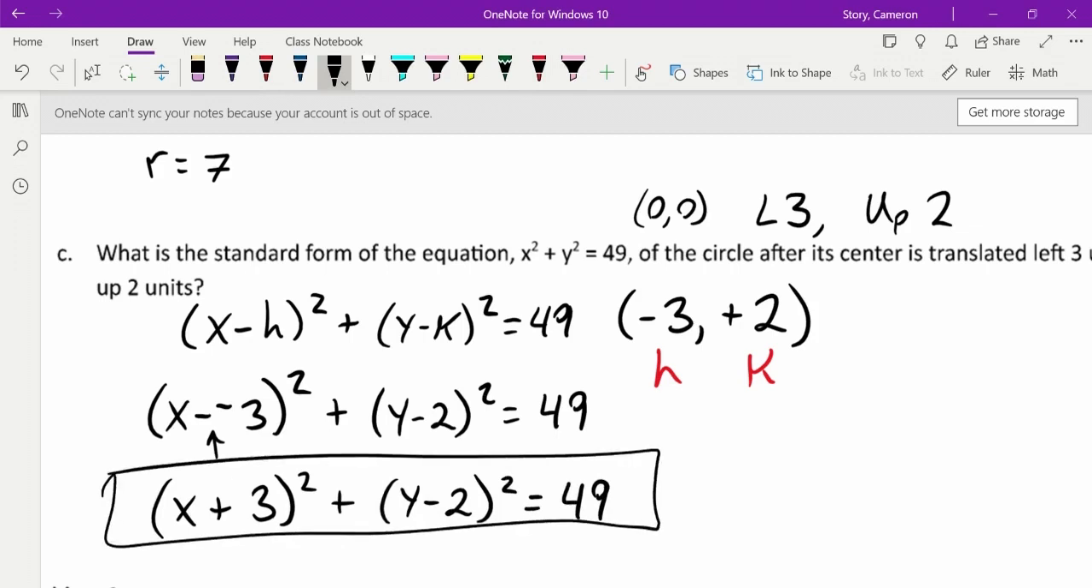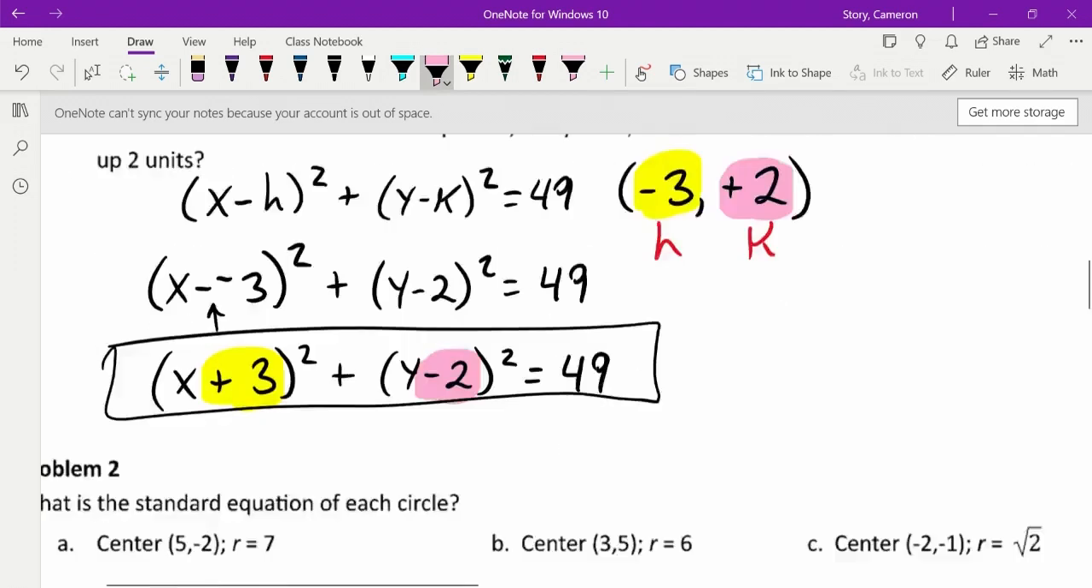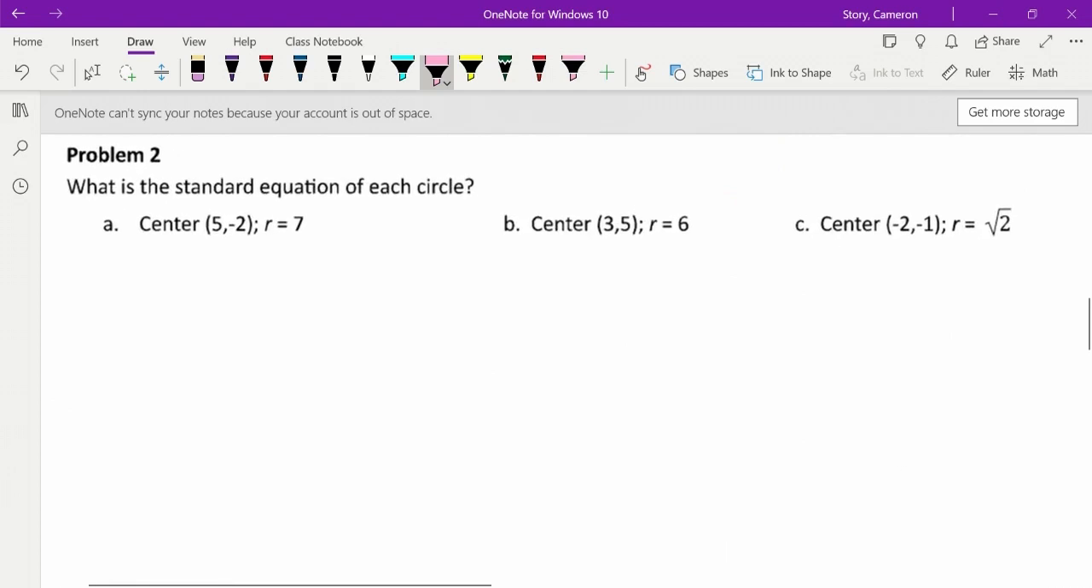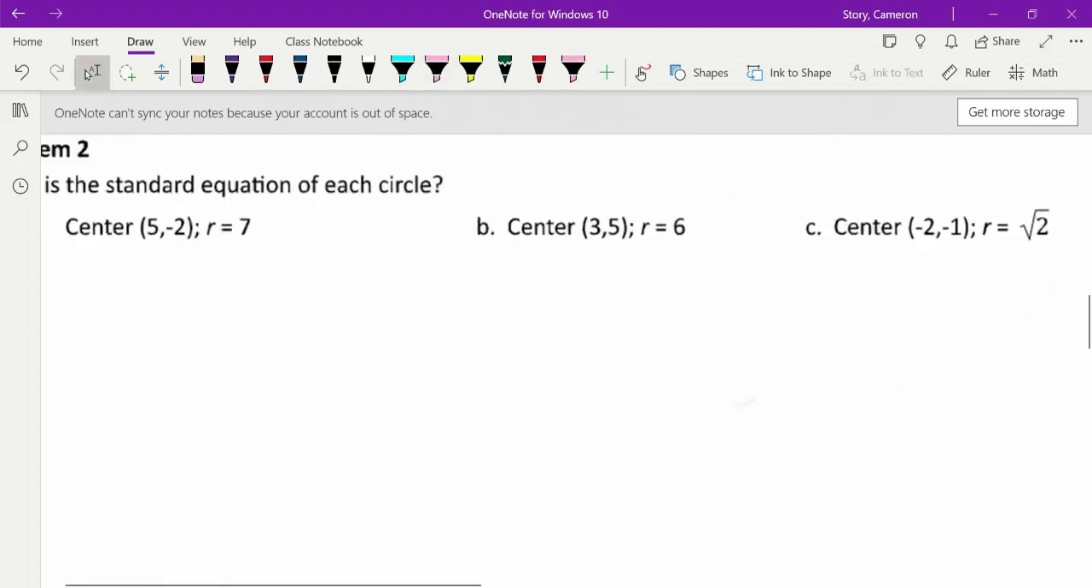Okay, if you have the equation of a circle, you pretty much just flip the sign. So you'll notice that this -3 for h became a +3 in the equation, and this +2 for k became a -2 for k in the equation. So you just have to flip the sign going from the center to the equation. Alrighty, feel free to do part A and B on your own.